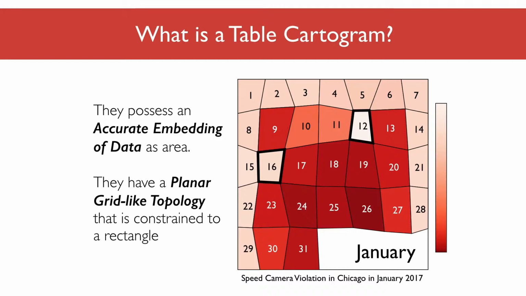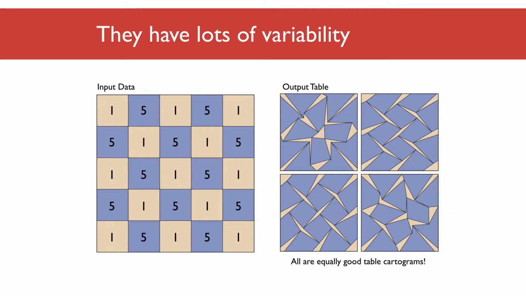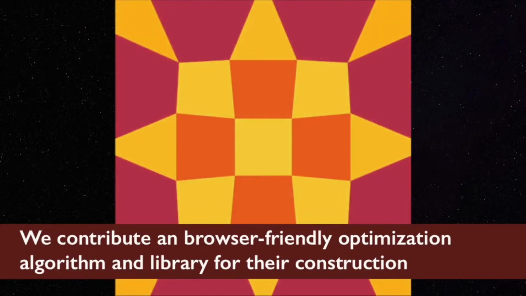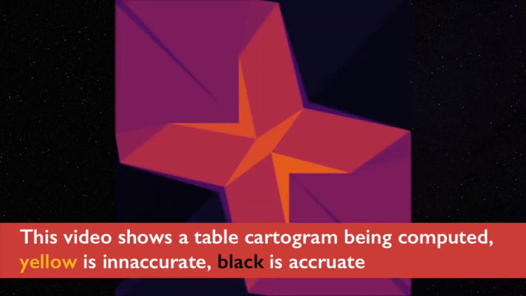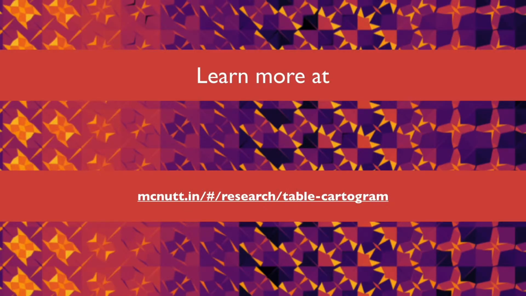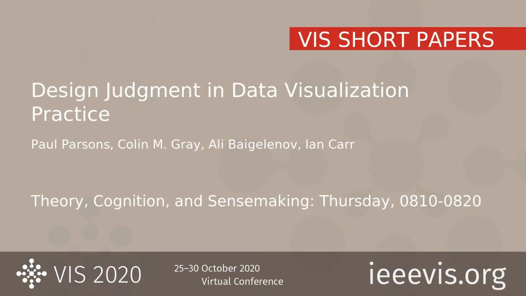Table cartograms are a recent form of data visualization that embed tabular data in a grid of quadrilaterals, like a heat map that has been areaed rather than colored. There are lots of different valid outputs for a single input table. Unfortunately, algorithms found in prior work prevent exploration of this design space. We present a web-ready algorithm for creating table cartograms using an optimization-based approach that supports a wide variety of outputs and aesthetics. Find out more at this address or come by our poster.